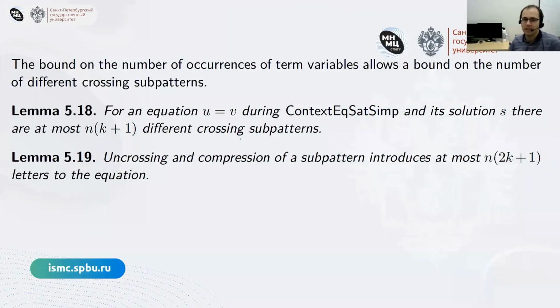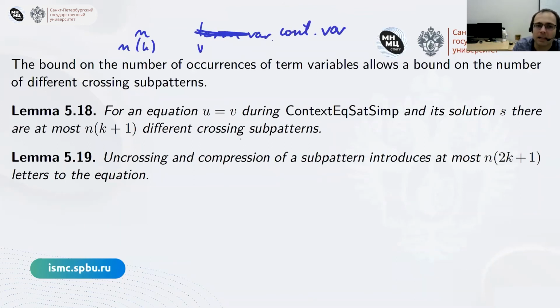As a result, we know the number of variables during the run of the algorithm. There are at most n term variables, at most m times k context variables, and at most n times k term variables.